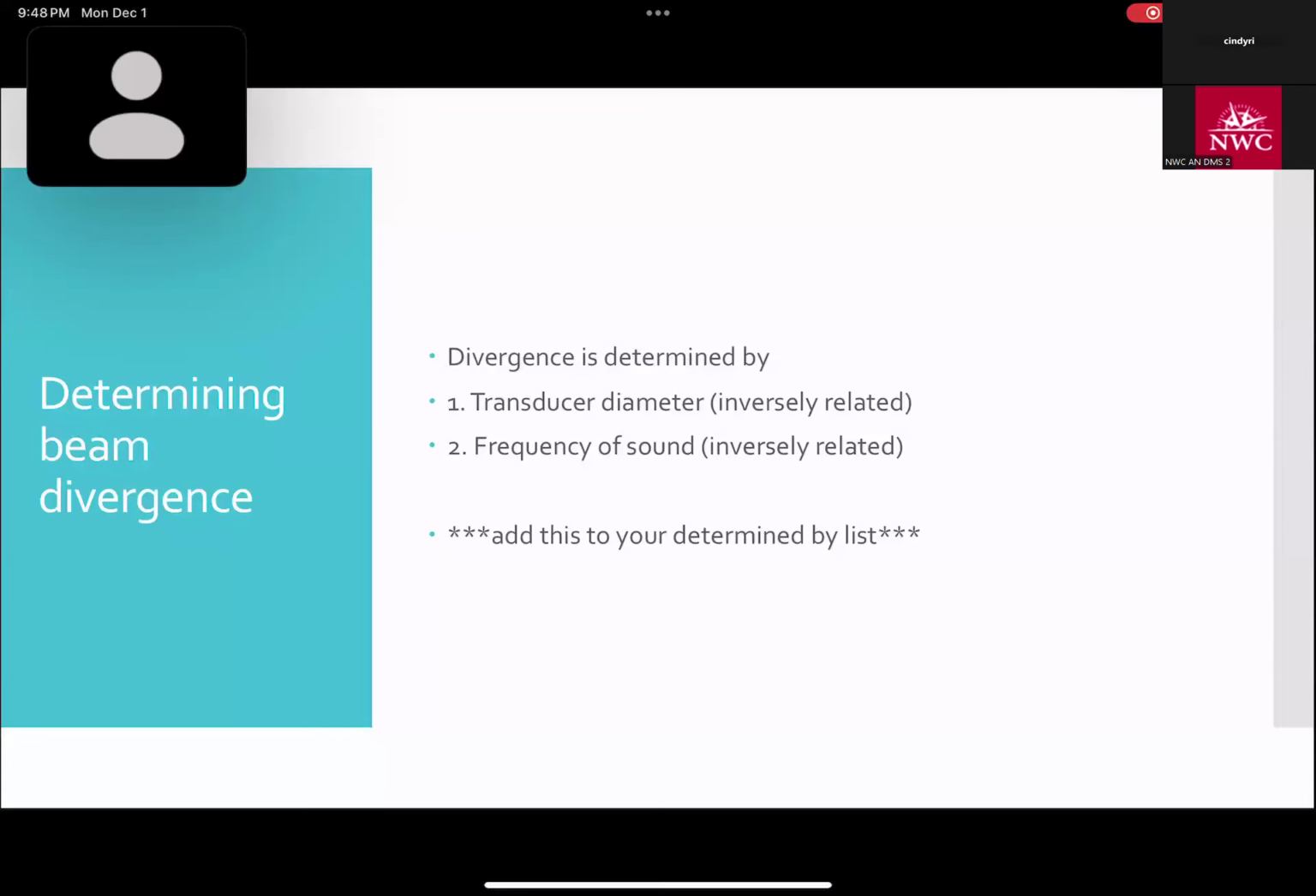For example, attenuation, to me, makes perfect sense: attenuation increases with an increase in path length or an increase in frequency. But some of the other ones are just more memorization. So this is also one that sometimes it makes sense to students and sometimes it doesn't. So let's look at how diameter affects divergence and how frequency affects divergence.